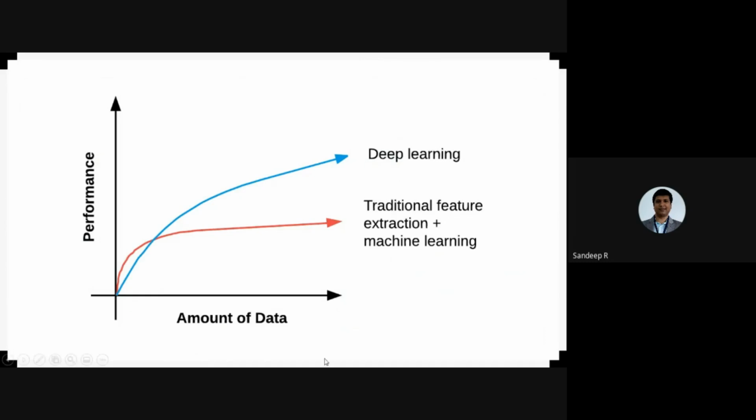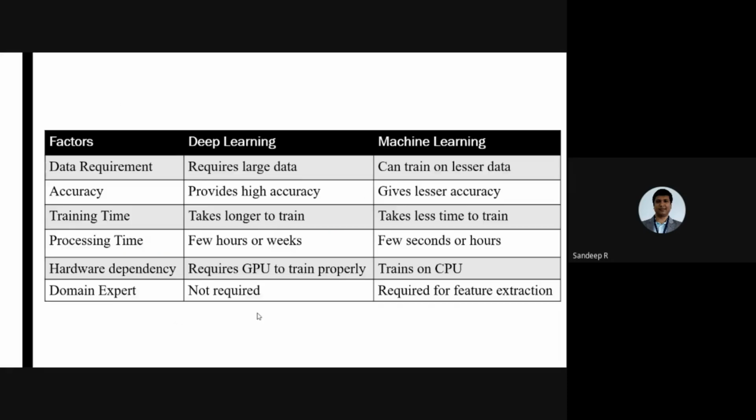And this is a traditional machine learning technique wherein feature extraction plus machine learning is there. As the amount of data increases, the performance of traditional feature extraction plus machine learning is almost saturated. Now it's the era of deep learning. Deep learning is the buzzword. As the amount of data increases, we expect the performance to increase more. So you can see that we require a huge amount of data.